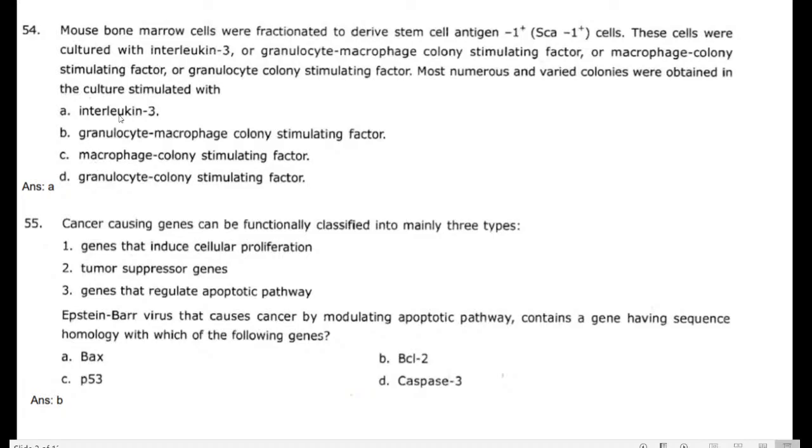The interleukin 3 added culture showed the most numerous and varied colonies. You may ask where we can study this kind of question. These questions are fully related to research.